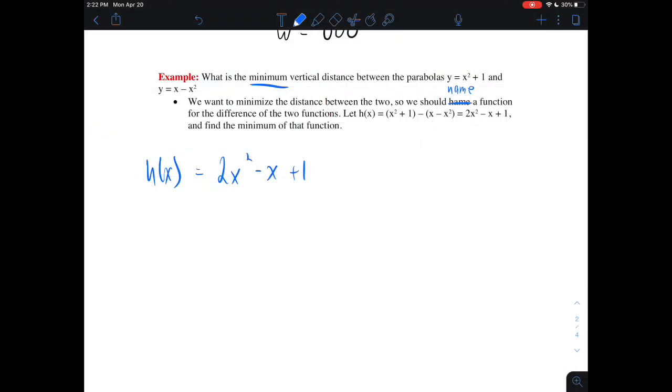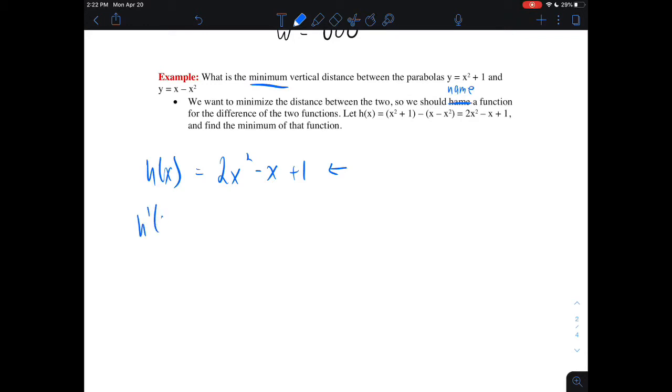So now I have the difference between the two functions, the top parabola minus the bottom parabola, and I want to find the minimum of this function. Notice again, this is a quadratic, 2x squared minus x plus 1. So we know it's going to have an absolute minimum, again at its vertex. But we can still use everything that we've learned up to this point.